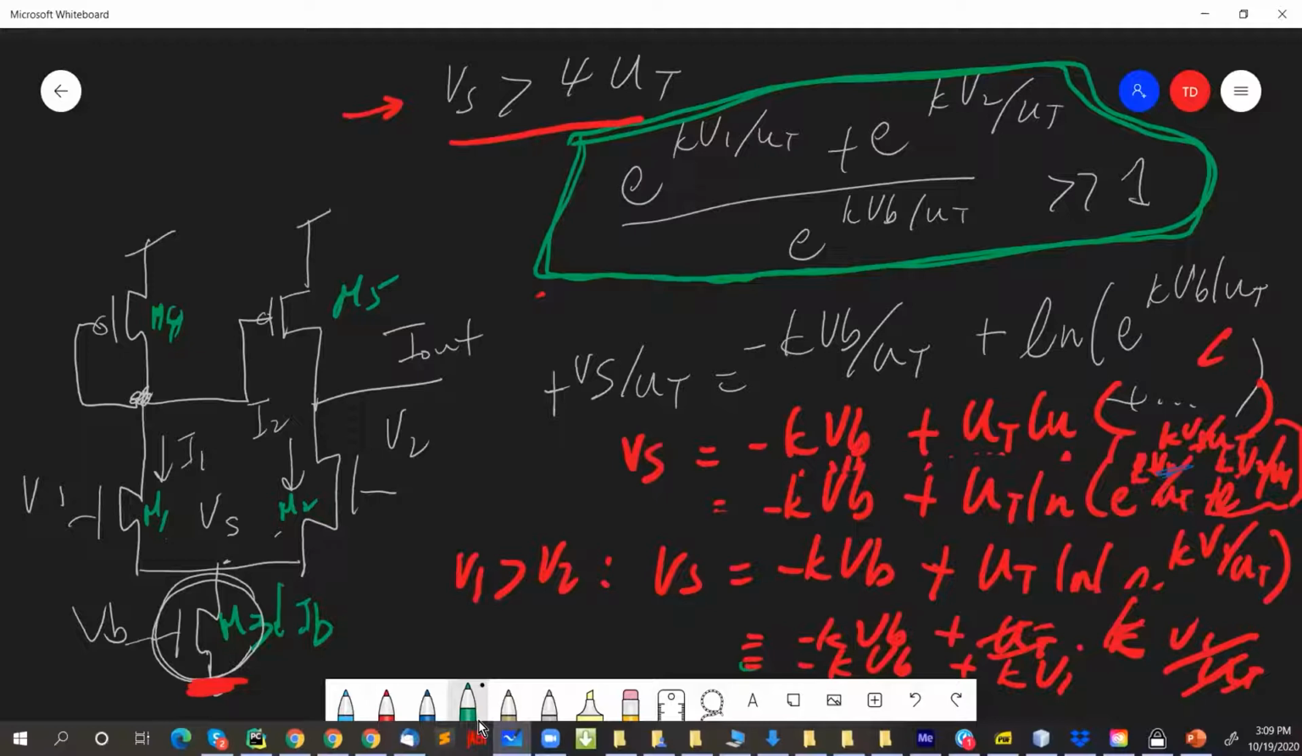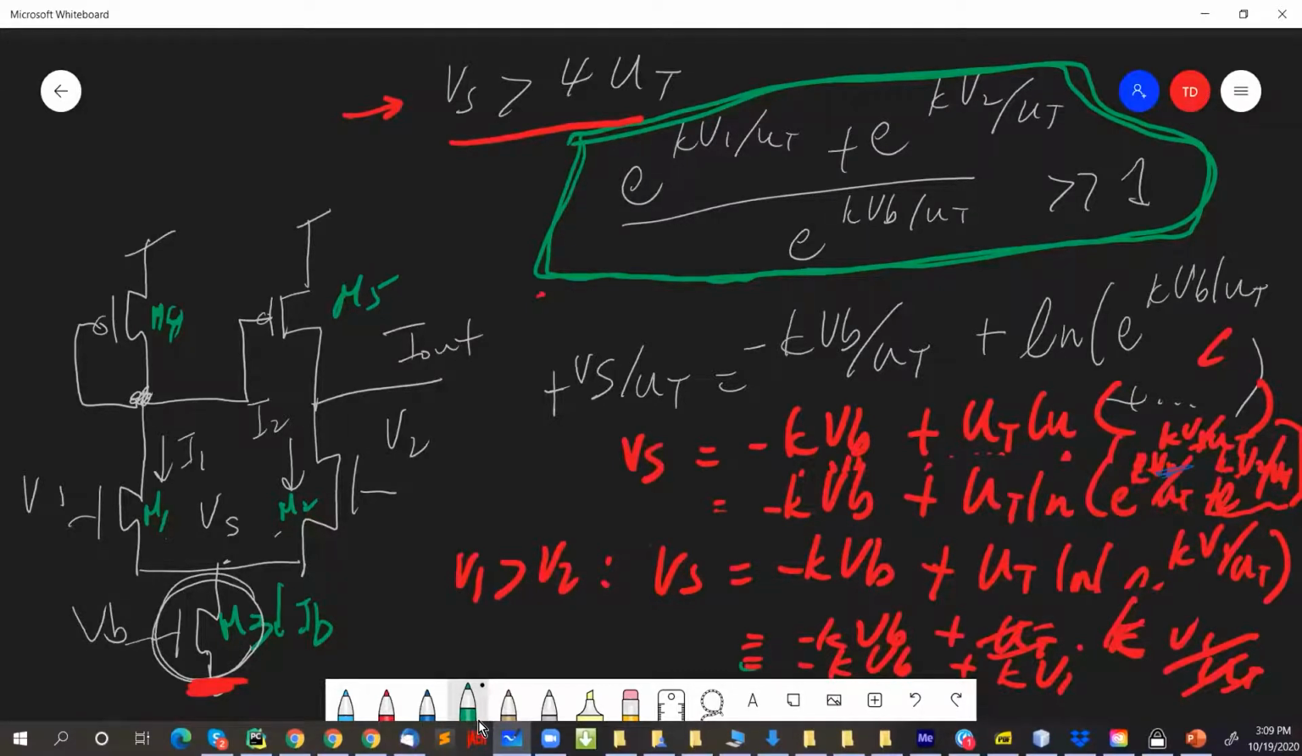But in the numerator, in this case, wasn't there also a term which was e to the power of kappa VB over UT? Yeah. So basically I threw out that term because e to the power of capital V1 over UT has to be bigger than e to the power of capital VB over UT, because V1 is greater than VB, right? To operate the diff pair, V1 and V2 have to be bigger than VB.